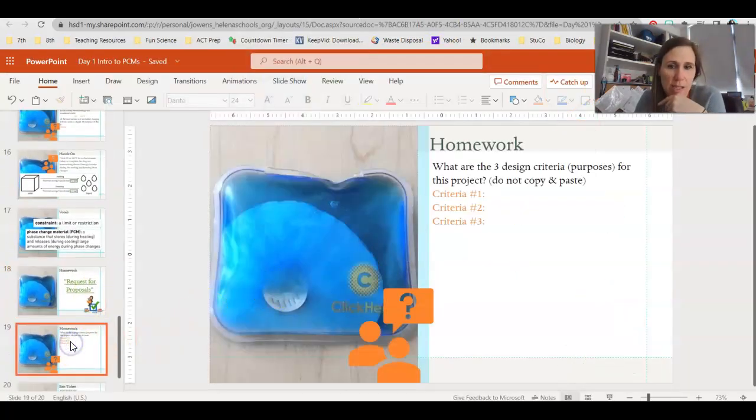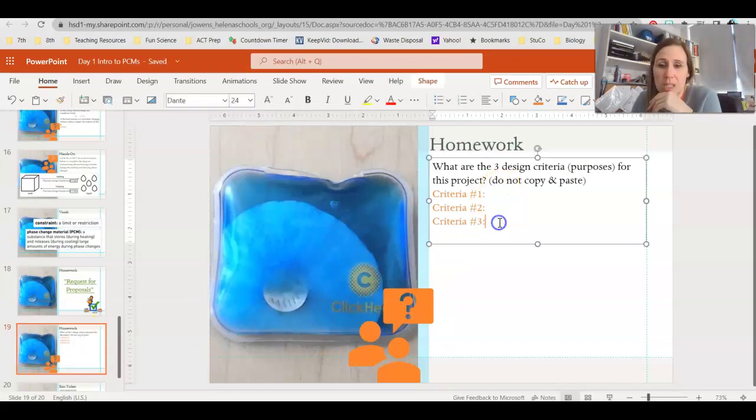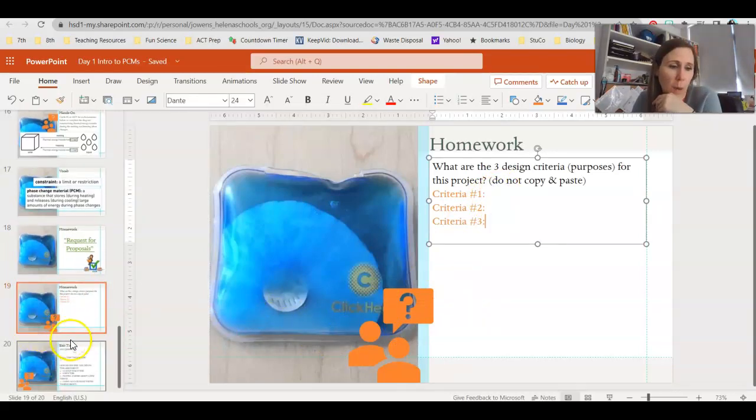And then you guys will answer this question. What are the 3 design criteria or purposes for this project? Again, just in your own words, summarize it. I don't want you guys copying and pasting it. So go ahead, tell me what 3 design criteria you need to meet for this project.